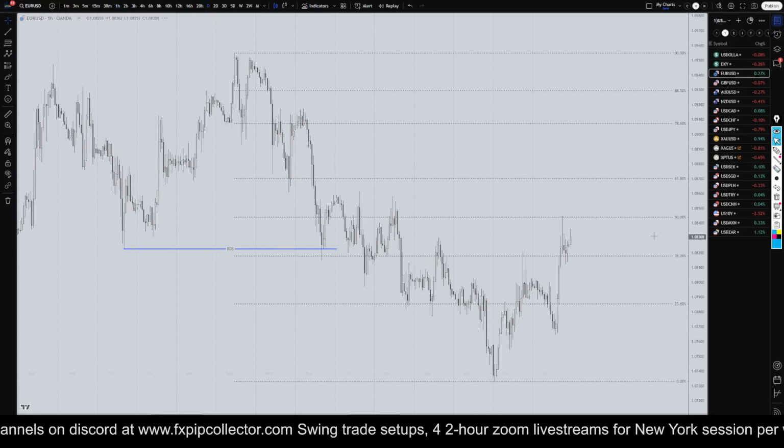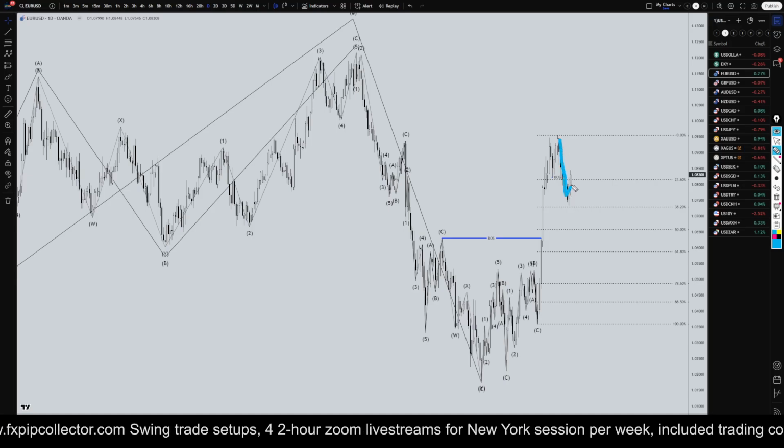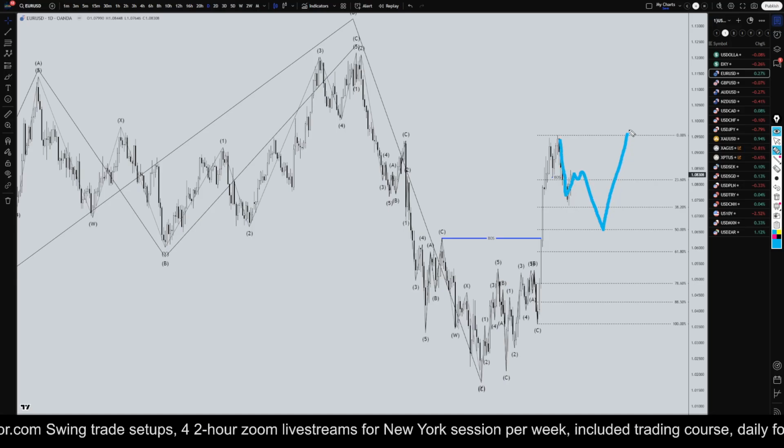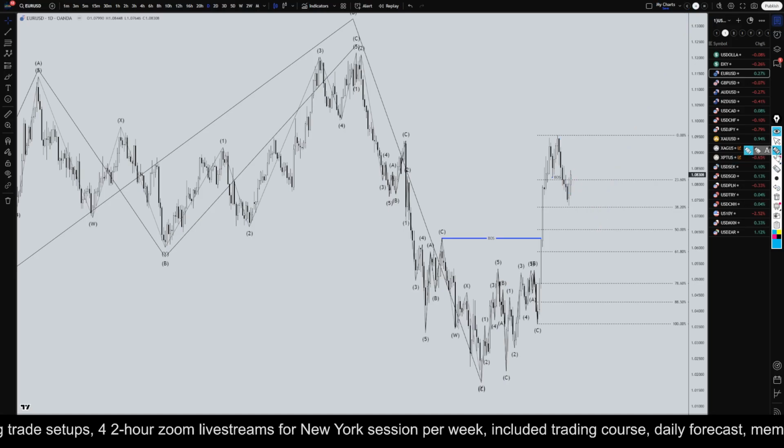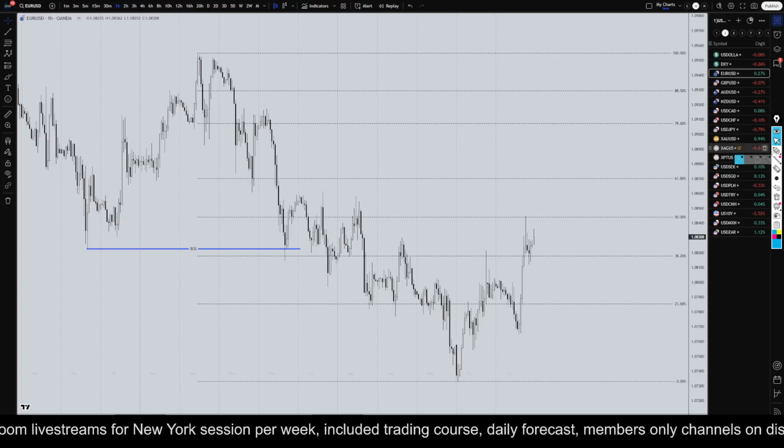But if you go back onto the daily time frame, I think that is most likely not what's going on. I think this is more likely going to be an ABC correction to the uptrend. So I think that this is more likely a wave B that we see on the 1 hour time frame.